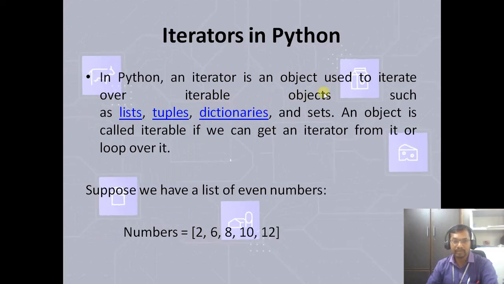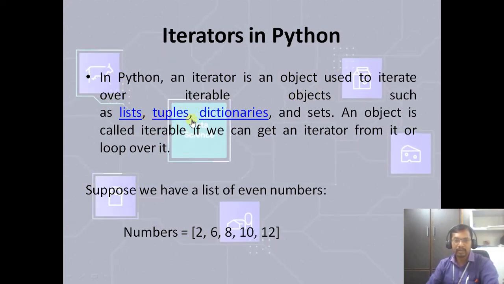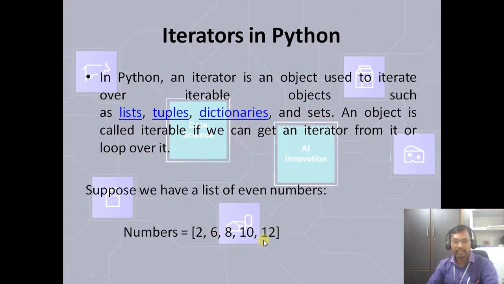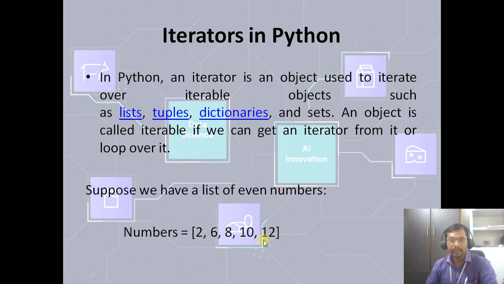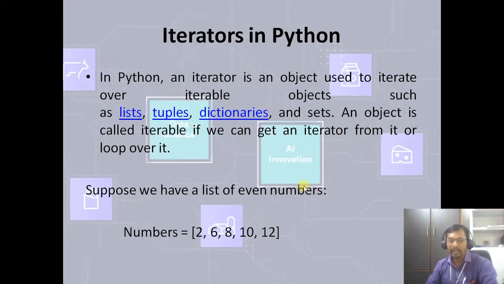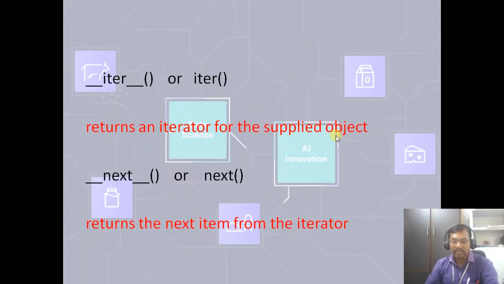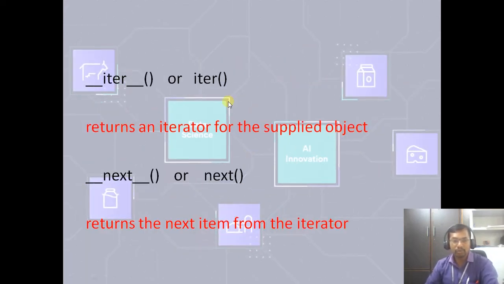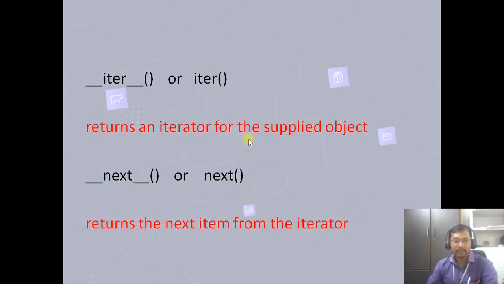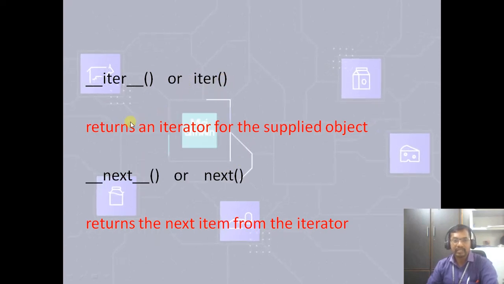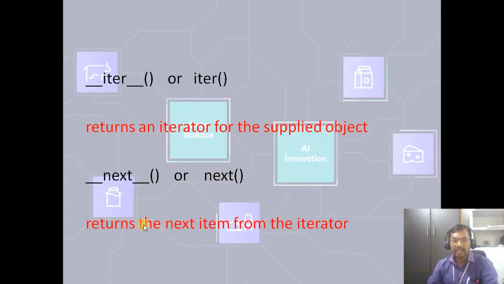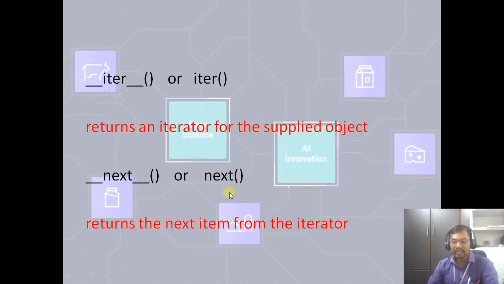Iterable objects here means a list, tuple, dictionary, and set. To implement the iterator concept, we need to know mainly about two things. Iterable objects can be implemented by using two methods: one is the iter method and the second one is the next method. The iter method returns an iterator for the supplied object, whereas the next method retrieves the next item from the iterator object.